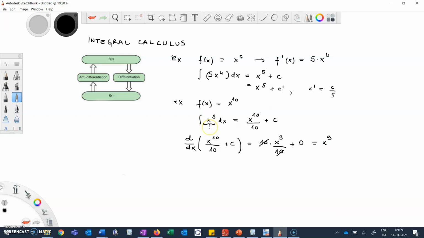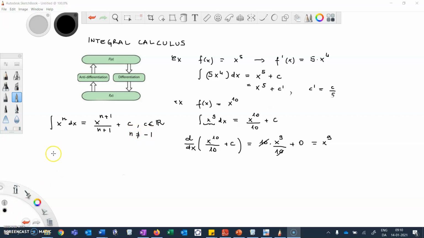Now I can go on, right? I can, in general, find out that if I have an integral of x to the power of n dx, then the general antiderivative is going to be x to the power of n plus 1 divided by n plus 1 plus a certain constant c, where c belongs to R. This is valid if n is different from minus 1, and we will see it very soon.